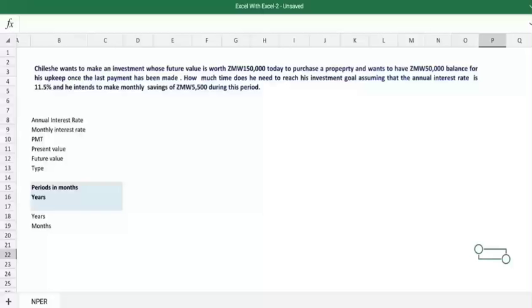We are now in Excel where I want to demonstrate how to use the NPER function using an example. Shireshe wants to make an investment whose future value is worth 150,000 kwacha today to purchase a property, and wants to have 50,000 kwacha balance for his upkeep once the last payment has been made. How much time does he need to reach his investment goal, assuming that the annual interest rate is 11.5% and he intends to make monthly savings of 5,500 kwacha during this period?